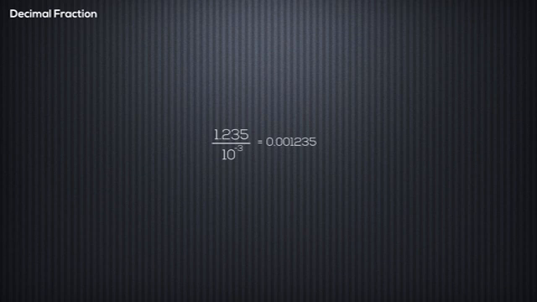When a decimal fraction is divided by an exponent of 10, the decimal point moves to the left by the amount of the exponent of 10. If 1.235 is divided by 10 raised to 3, the decimal will move left by 3 points and the value would become 0.001235. The zeros are added at the beginning to make up for the decimal value. If 1.235 is divided by 10 raised to 1, the decimal will move left by 1 point and the value would become 0.1235.